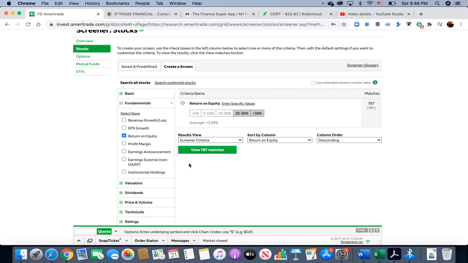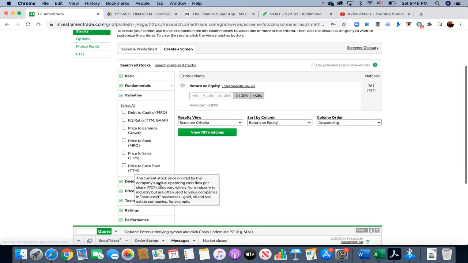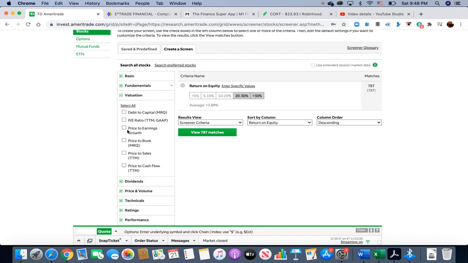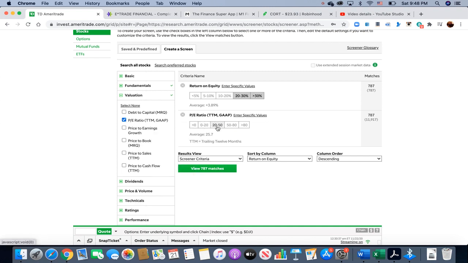The next thing I want is a price to earnings between 20 and 40, because you don't want to pay too much for a stock. You don't want it to be overvalued, obviously. So I'm going to go to valuation, and I'm going to see here price to earnings. Actually, I want the P/E ratio, not the growth. So I want the TTM, the last 12 months. So the price to earnings, I'm going to pick between 20 and 50. That's kind of in the ballpark over there. So that makes sense. The average is about 25.7.